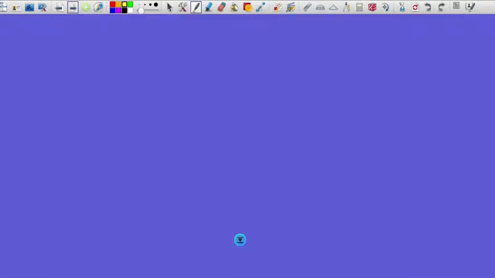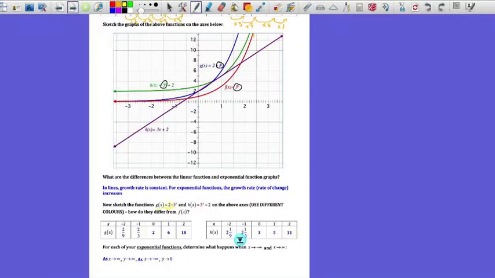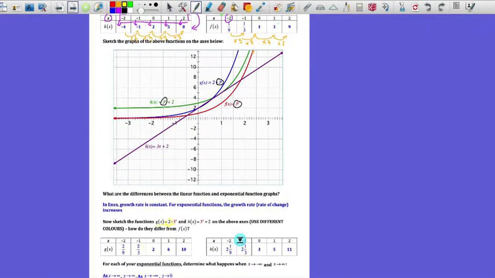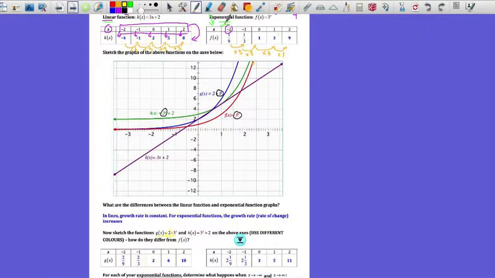Let's just make that 35. Okay, and that should be okay. And so what you can see is that up here we have got the f of x values 1/9, 1/3, 1, 3, 9, and the g of x values 2/9, 2/3, 2, 6, 18, twice as big as each of these values. Similarly, for the h of x function over here, each of these values is simply 2 more than each of the f of x values.